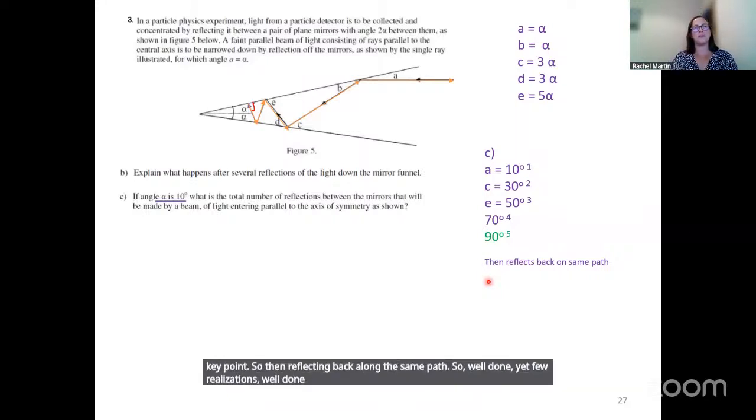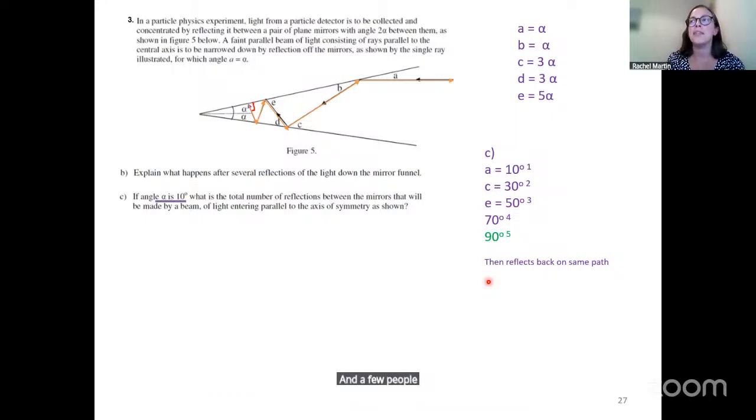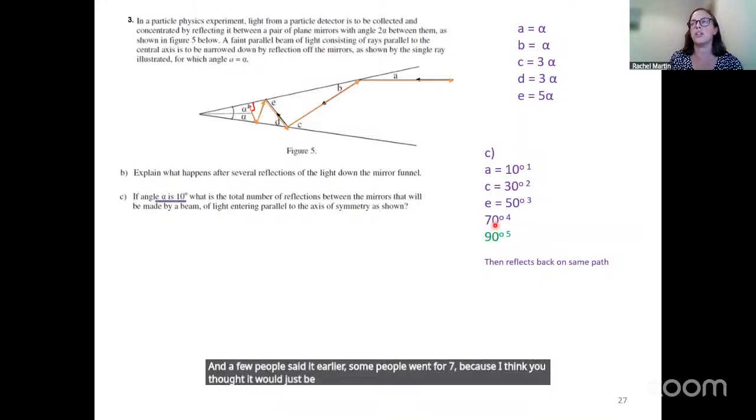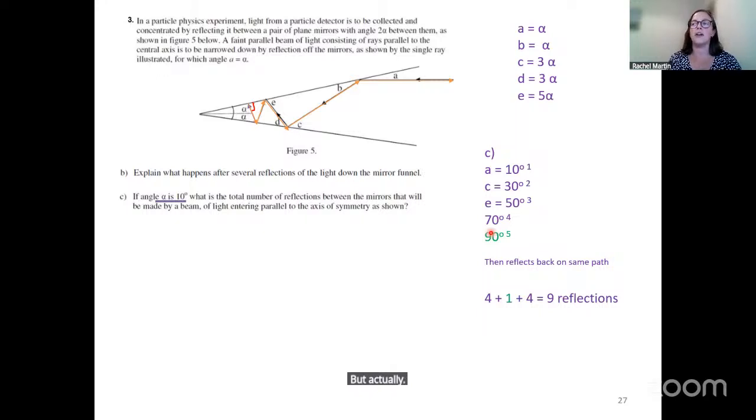Well done, Ewan. Well done, Will. And a few people said it earlier. Some people went for 7 because I think you thought it would just be one more reflection after the third reflection. But actually, the correct answer is 9 reflections. So well done. Yeah, Evie, well done. Tanishka, excellent. So quite a few people said 9, but quite a fun question in terms of noticing that pattern.